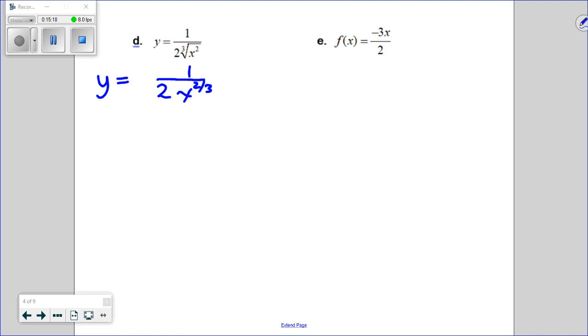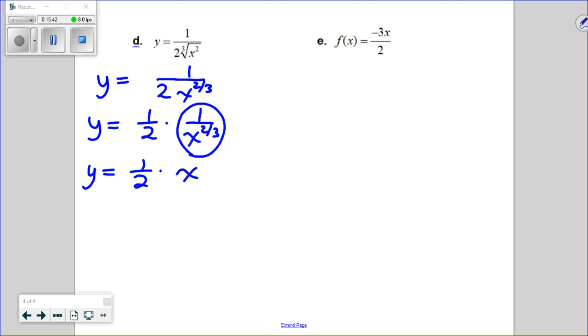And then really, we could rewrite this as 1/2 times 1 over x to the 2/3 power, meaning 1/2 is a constant multiple. But I still can't apply the power rule because I need this to be in that x to the n power. But what I can do is flip it and make it x to the negative 2/3. And then I can actually apply the power rule. Okay, so now 1/2 is a constant multiple, so I'm just going to bring that down. And then I'm going to find the derivative of x to the negative 2/3 using the power rule.